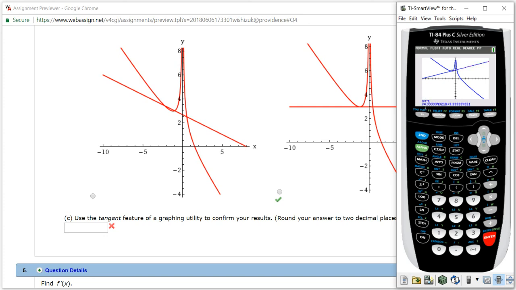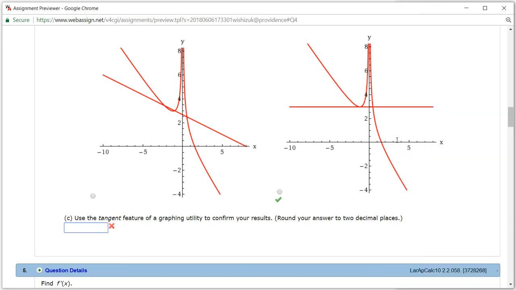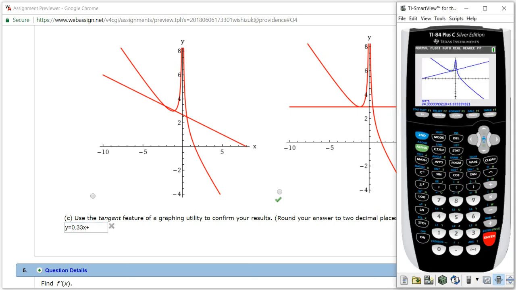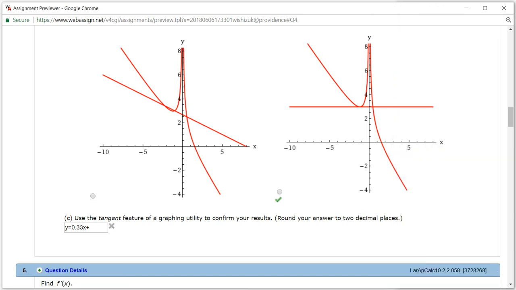The slope is going to be 0.3333. So we know that this is going to be y equals 0.33x plus 3.33. Let's check the answer.